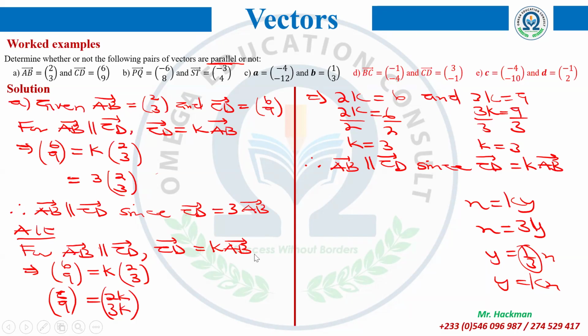So if this was what you concluded with, then the marker should know that it's supposed to be a 3. But if it was the other way around, then the marker will know that this time around you made A the subject. So it would rather be 1 over KCD, and your K will still be 3. You get it? Yes. Okay, all right.